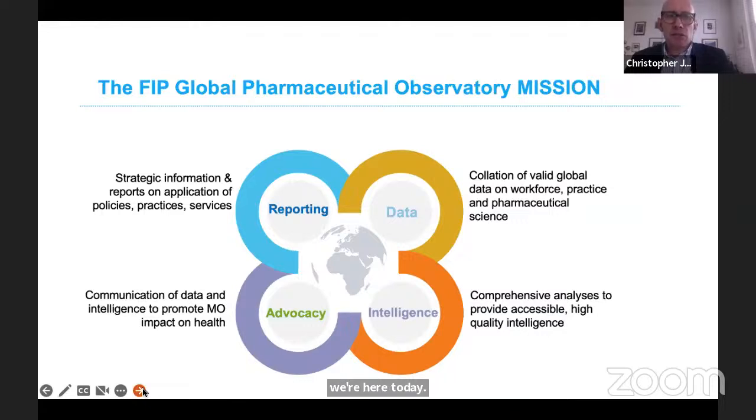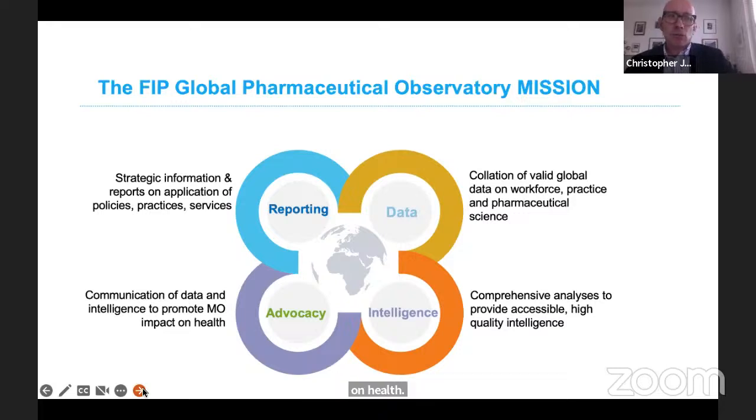The GPO's mission centers around data, intelligence, advocacy, and reporting. And we know from the pandemic the importance of data and for data to provide us with evidence which demonstrates impact. Data is also important, obviously, for decision making and supporting quality improvement. So our first task is always to collate valid global data on workforce, education, practice, and pharmaceutical science. We must undertake comprehensive analyses of collated data to provide accessible, high-quality intelligence. And all this must be communicated innovatively to promote our member organizations' impact on health.